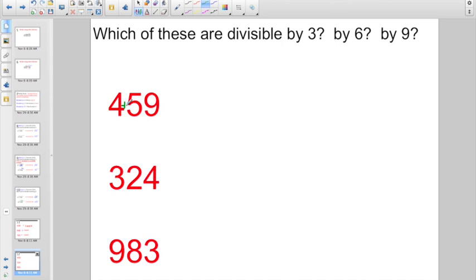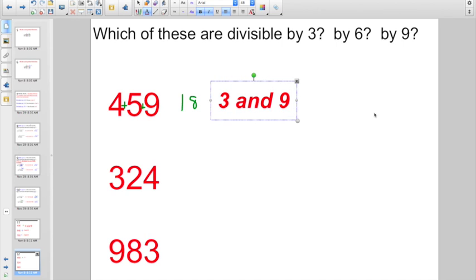Here we go. 4 plus 5 plus 9 is going to equal 18. So let's round up our divisibility rules. Is 18 divisible by 3? Absolutely it is. So let's type in 3. Let's take a look at this last digit because it has to be even to be divisible by 6. Is that even? No, he's not. Is 18 divisible by 9? Yes, it is. So let's go space and 9.